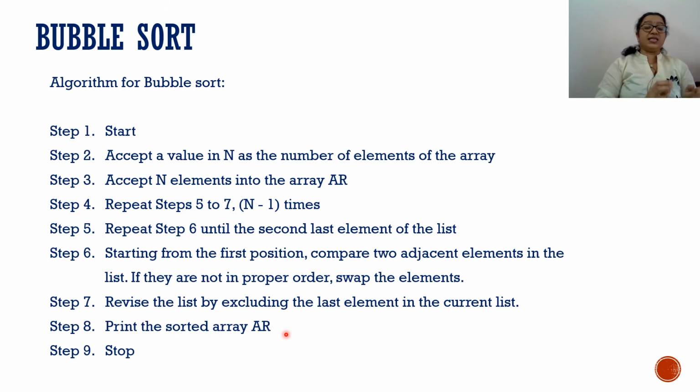So again we will get the second highest one, that we want to set at the second last position. So again for the remaining part. This process will continue n minus 1 times. Got it? So after this process we can print the array. So this is the algorithm for bubble sort. Now we can check how we can do it in a C++ program.